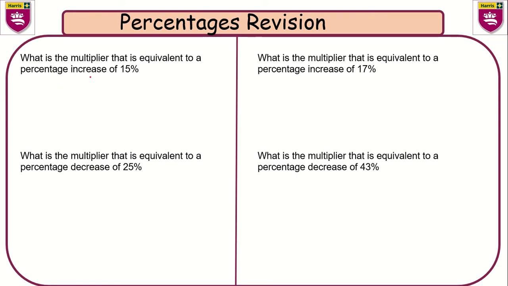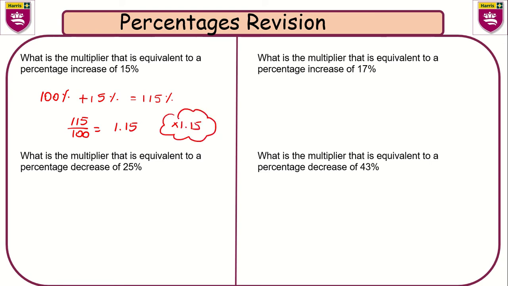So since there is going to be an increase, that's going to be 100% plus the 15%, which will give us 115%. So when you're using the calculator and you're trying to find out the percentage of this, you need to convert it into a decimal to make sure that it is a multiplier. Okay, so that means you need to divide this by 100, and 115 out of 100 as a decimal is going to be 1.15. So the multiplier for this question is going to be 1.15.